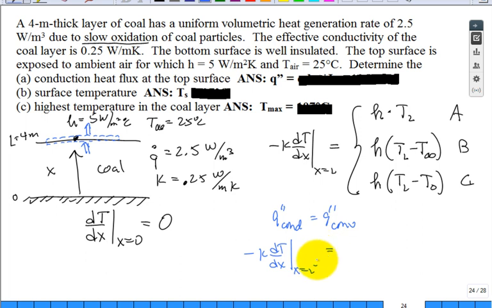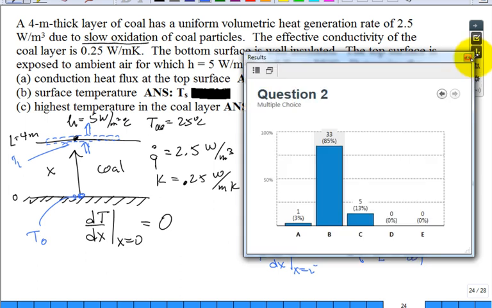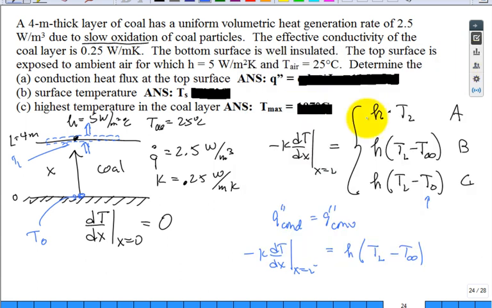Okay, convection. Well, what was the law of convection? H times the hot surface temperature. Isn't that the temperature at L? But professor, what's this temperature down here? That's temperature at zero. What's the temperature right there? Temperature at L. What's the temperature infinity? Far away in the fluid. That's the temperature difference that drives heat into the fluid. So isn't the best answer B? All right, so we have our boundary condition.